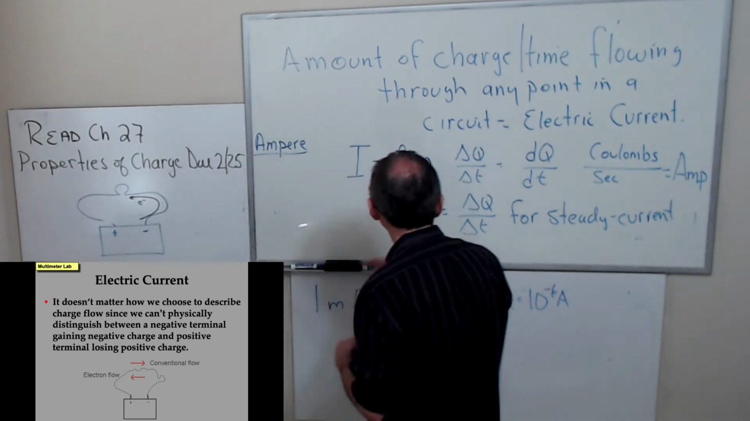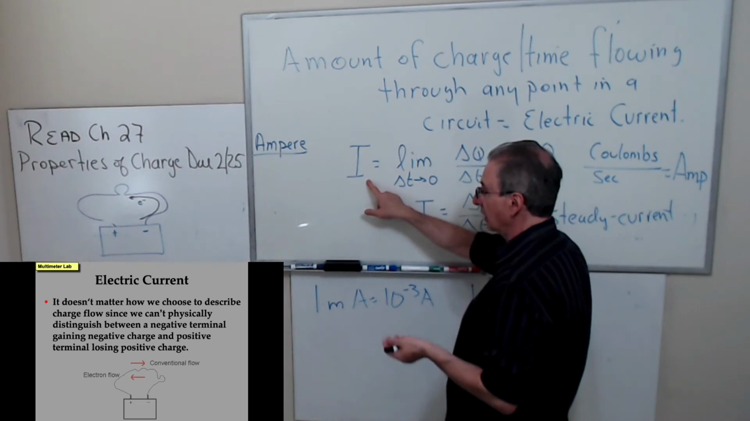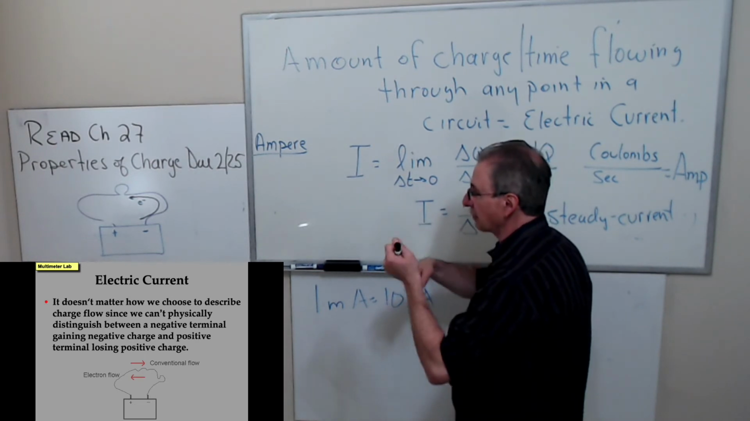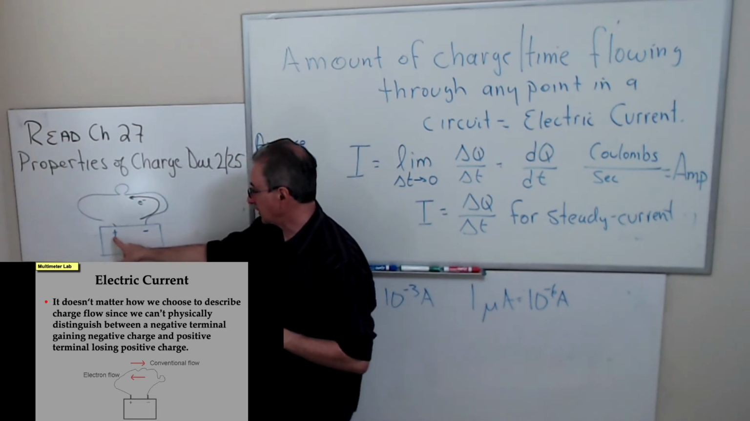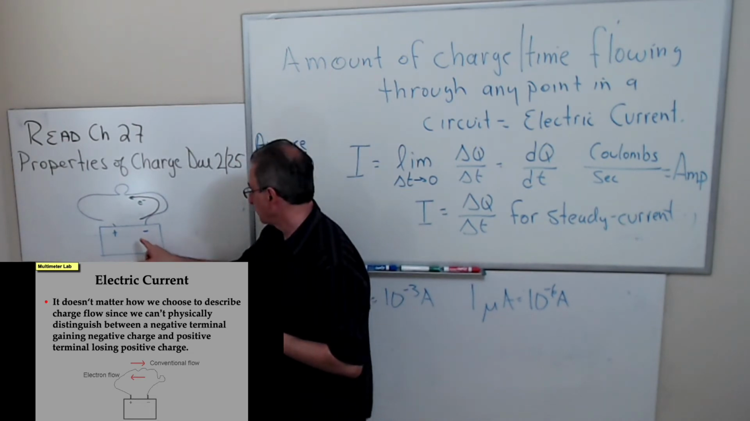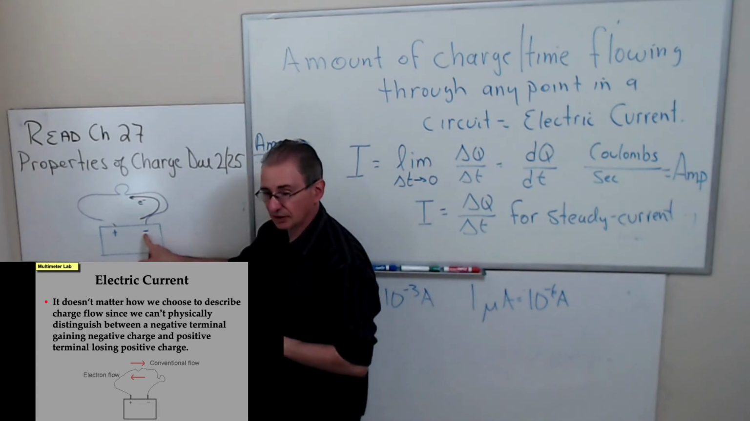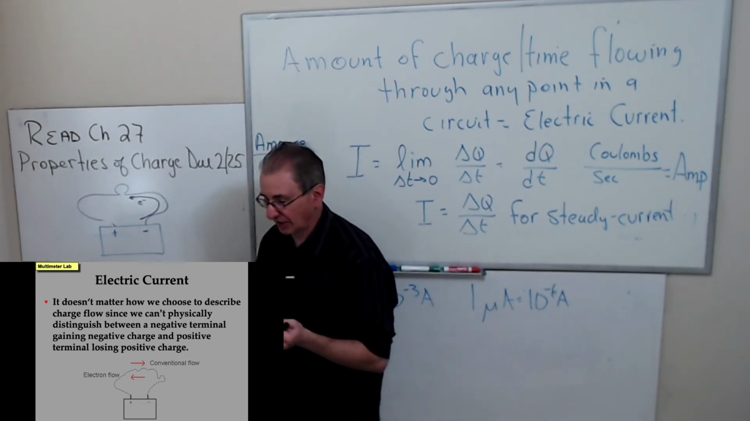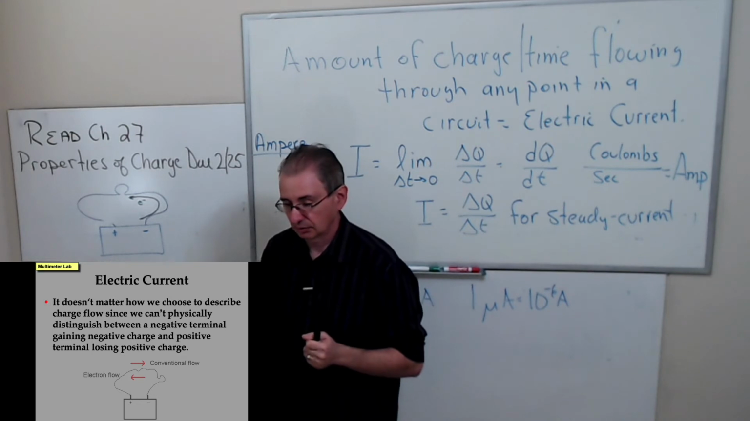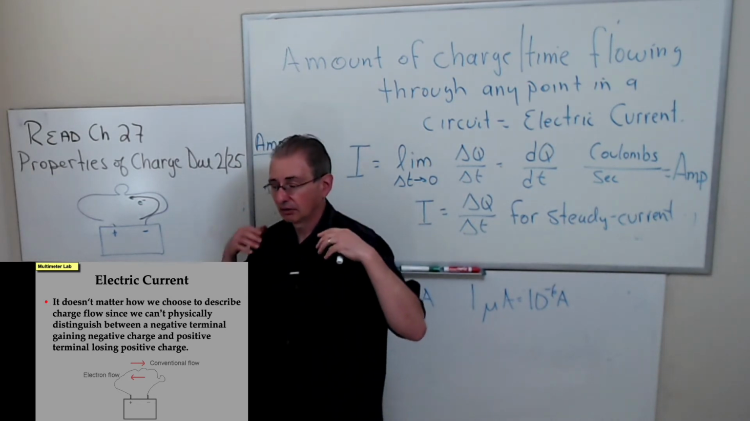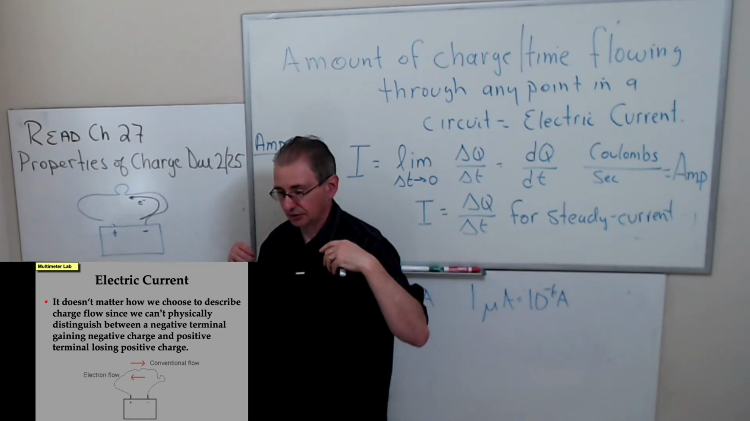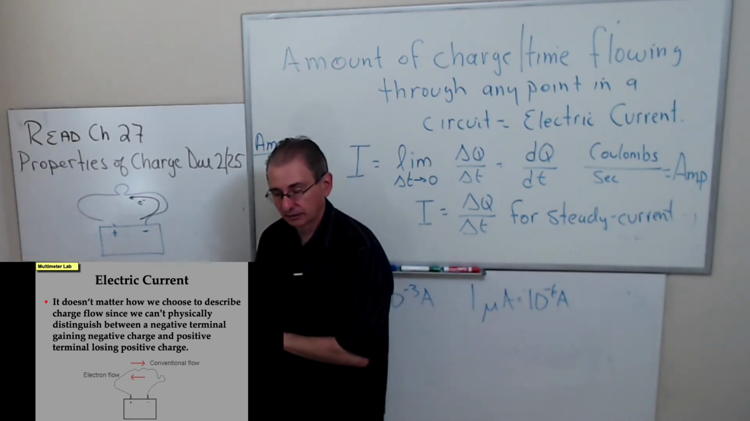When you're measuring current and you're talking about electrical potential difference, it doesn't matter whether you're talking about this side losing positive charge, or this side losing negative charge. It's physically the same thing. I tend to use conventional current flow, even though it's really electrons that are flowing in the wire.